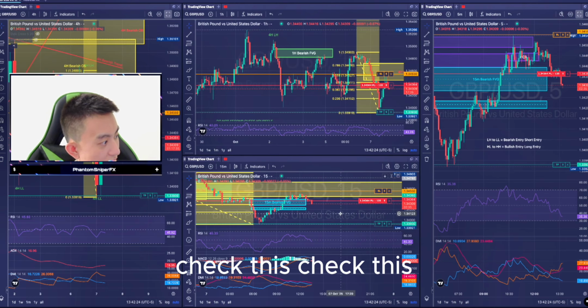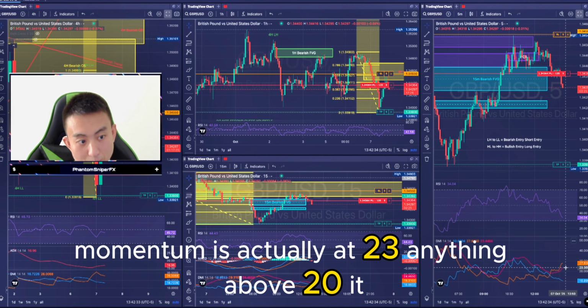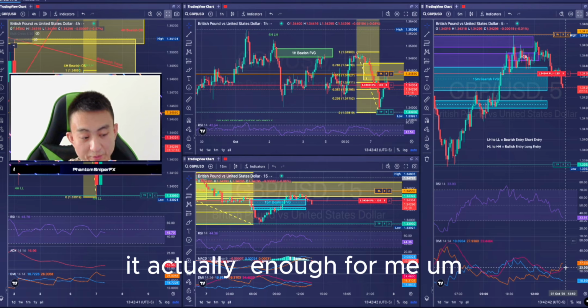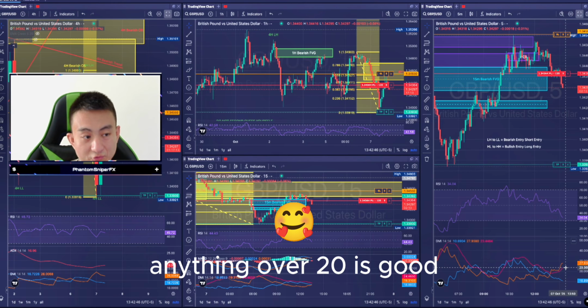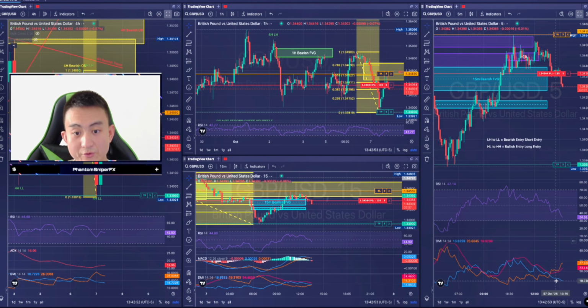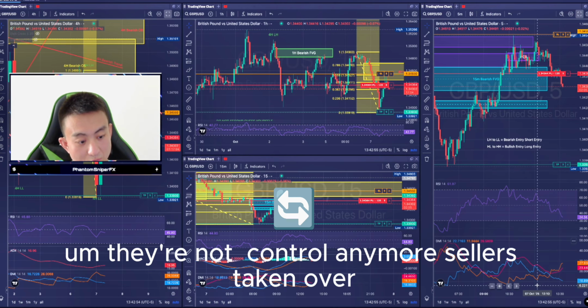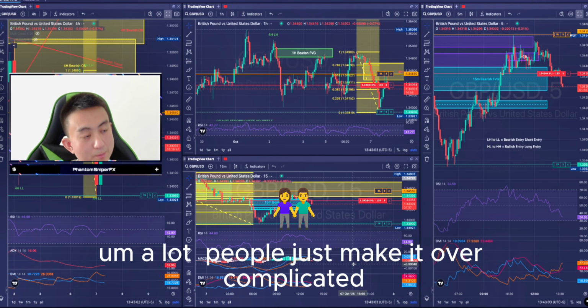DMI is showing momentum. Sellers are stepping in, right? Momentum is actually at 23. Anything above 20 is actually enough for me. I know most people use 25, but I use 20. Anything over 20 is good. The buyers are losing their buying positions. They're not pro anymore. Sellers are taking over. Trading is actually very simple, but a lot of people just make it overcomplicated.